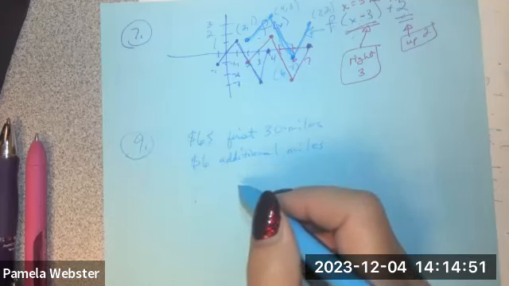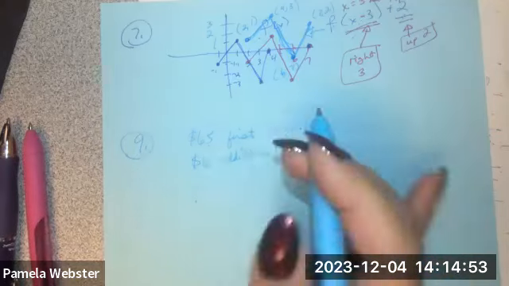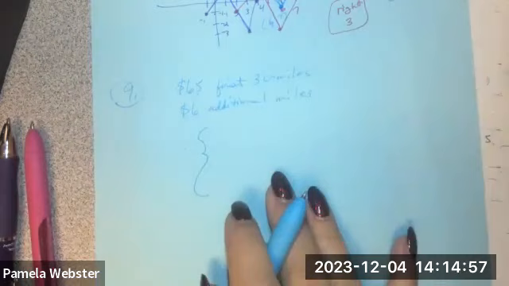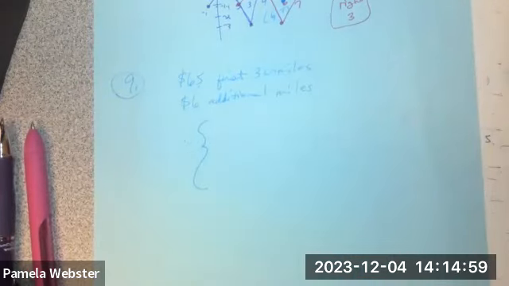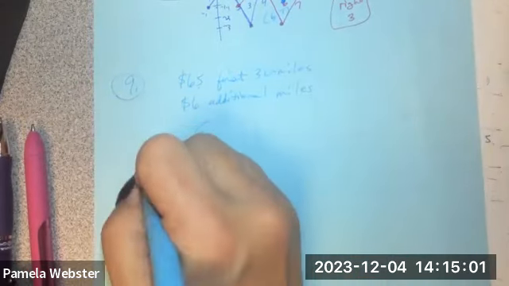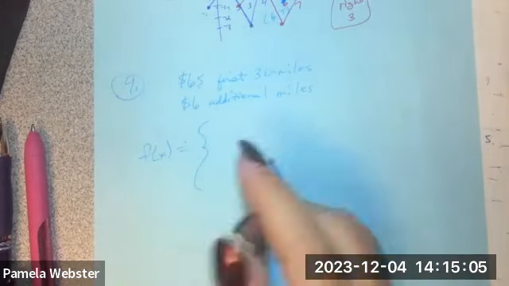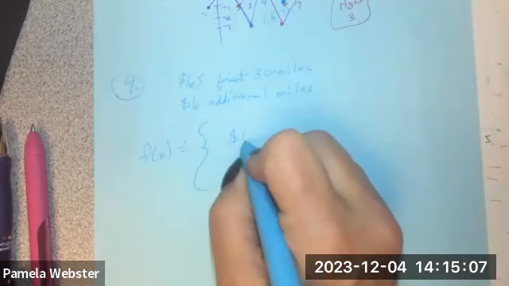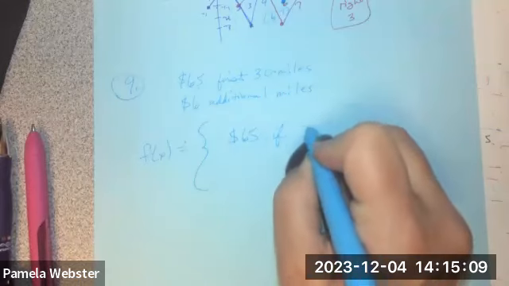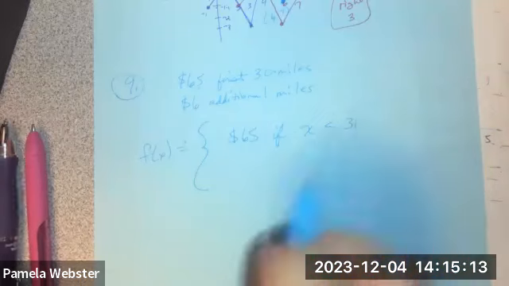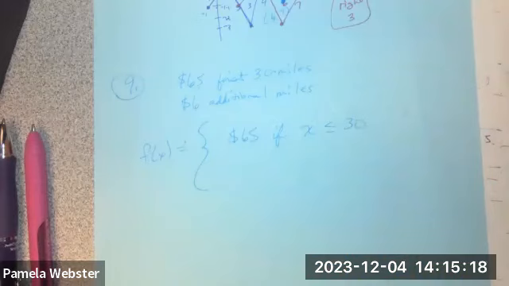Okay. So if you don't remember, piecewise functions end up looking like this. They have this lovely little brackety thing, and it'll have two different things going on here. F of x is going to equal, well, the first one's easy, $65 if we're going to use x for my number of miles. X is less than or equal to 30 miles. Okay, so that one goes pretty easy.